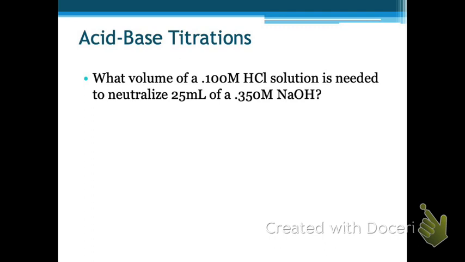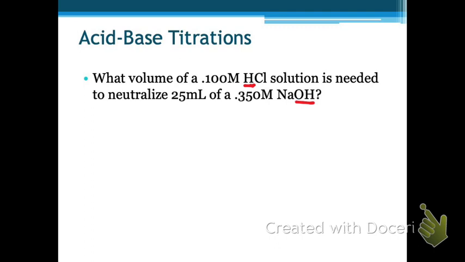Okay? What I want us to be thinking about here is our ratio between hydroxides and hydrogen. What's our ratio between H plus and OH minus? I think it's 1 to 1, right? Hydrochloric acid will donate 1 proton. Sodium hydroxide has 1 hydroxide available, right? So those are going to be a 1 to 1 ratio.